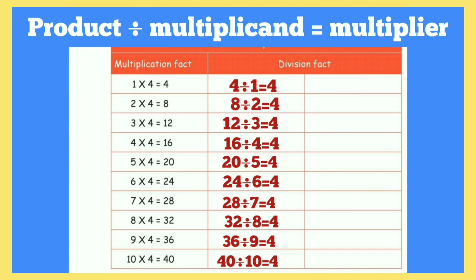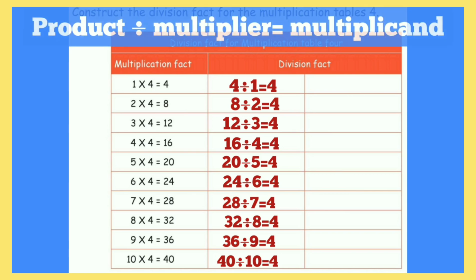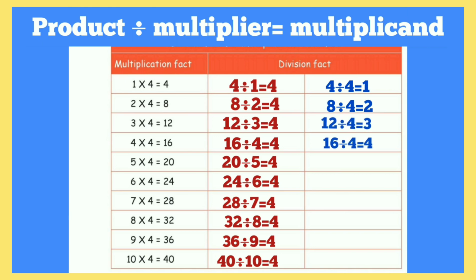Children, the next method is product divided by multiplier equal to multiplicand. So, the division facts are 4 divided by 4 equal to 1. 8 divided by 4 equal to 2. 12 divided by 4 equal to 3. 16 divided by 4 equal to 4. 20 divided by 4 equal to 5.